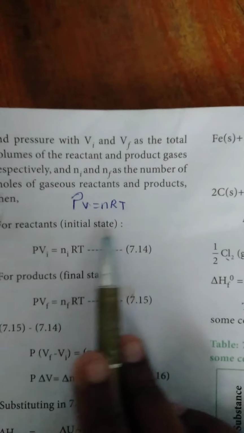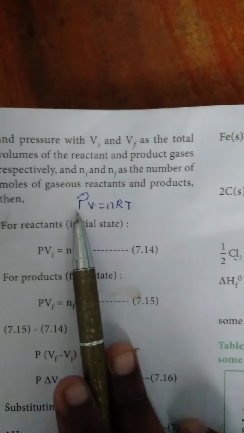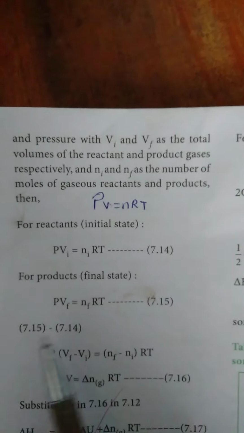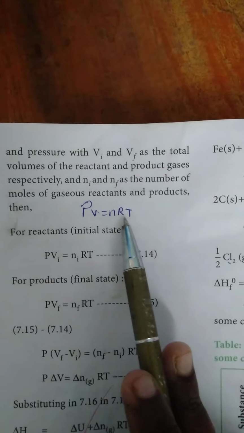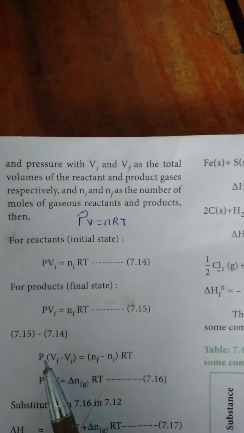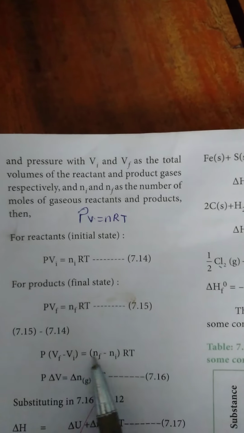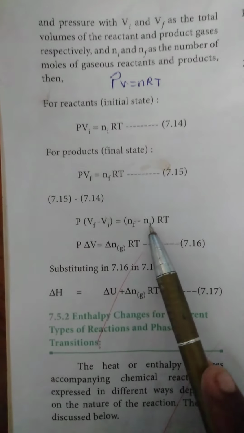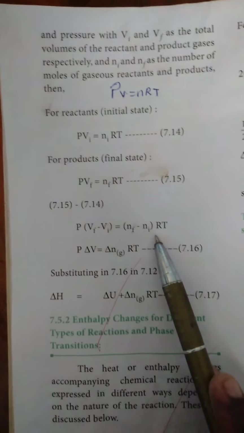For the reactant, the initial state, we write PVi is equal to Ni into RT. Final state, PVf is equal to Nf into RT. Subtracting, P into Vf minus Vi is equal to Nf minus Ni into RT. This is delta V and this is delta n of gaseous products.